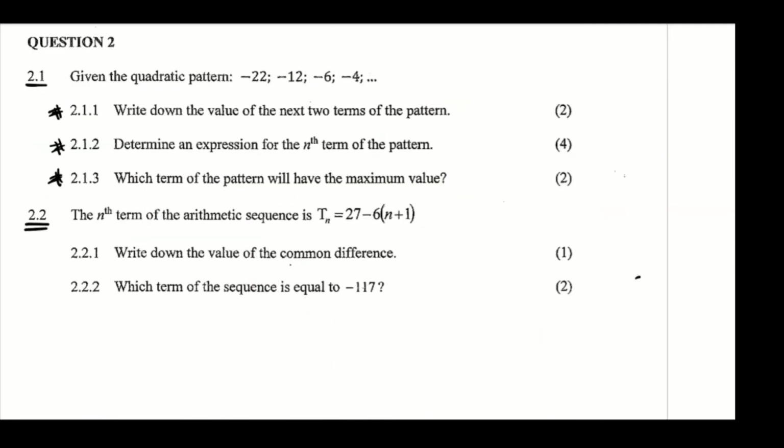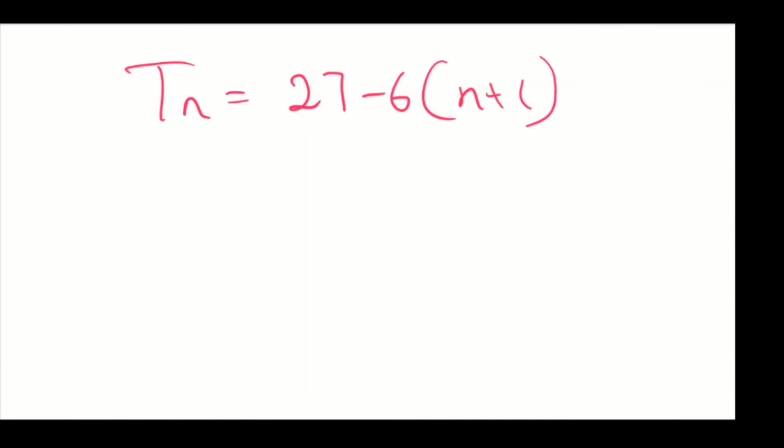In 2.2, we are given the nth term as Tn equals 27 minus 6 into n plus 1. So we are asked to find the common difference of the term. We're having Tn equals 27 minus 6(n + 1), and we're asked to find our common difference. Just take the number that always multiplies our expression here, so you can simply say d equals -6, which is your common difference.